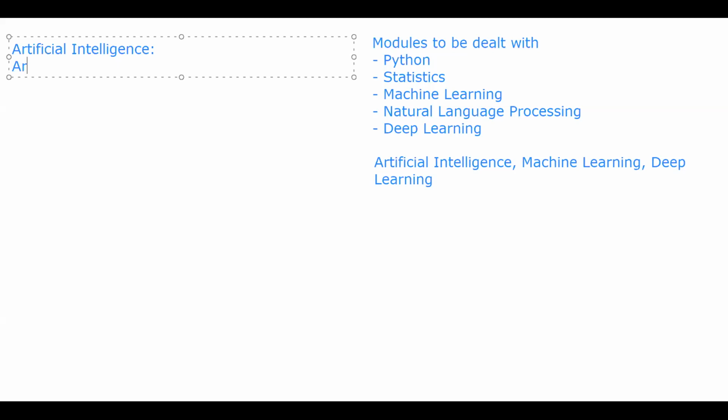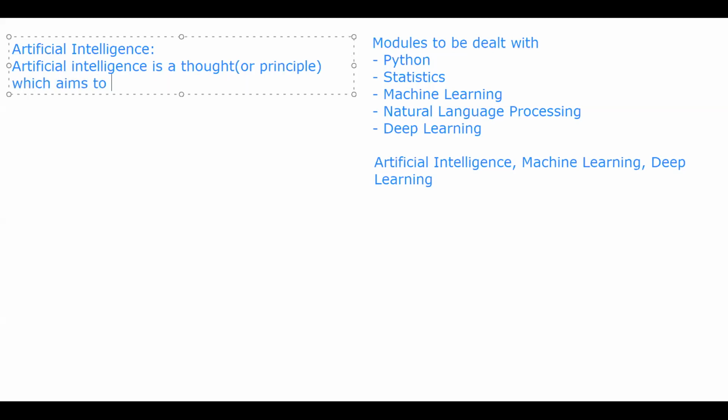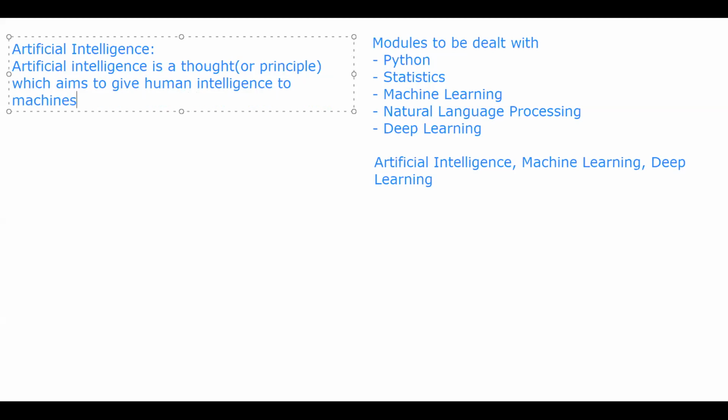So let's just write it. Artificial intelligence is a thought or principle which aims to give human intelligence to machines.